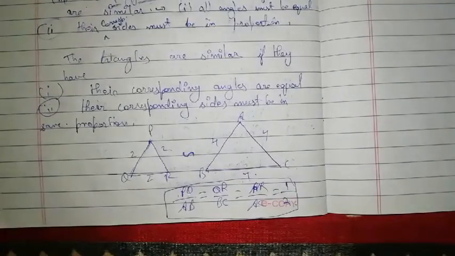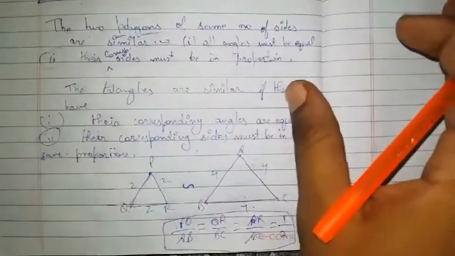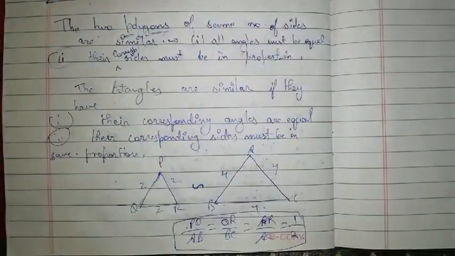Okay, so we have some criteria also, like congruency. We have 5 criteria to prove the congruency. Here also, in this similarity, we will use some of the criteria, so let's discuss that.